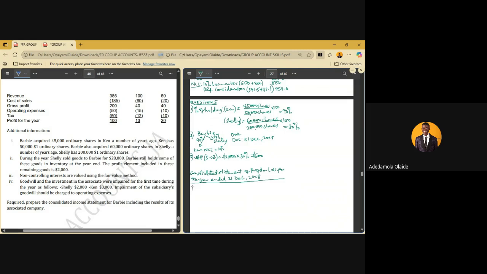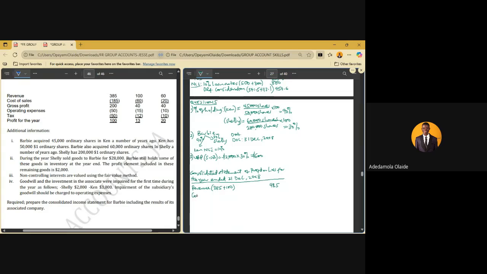We'll have revenue. But don't forget, we are only consolidating revenue of parent and subsidiary. So we will not consolidate associate. Had it been that intra-group sales was for the subsidiary, we would have taken it out as intra-group sales. But because it's for associate, we are not doing that for associate. What do we have next?